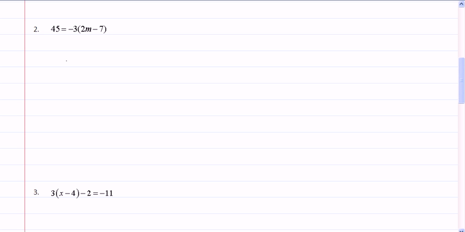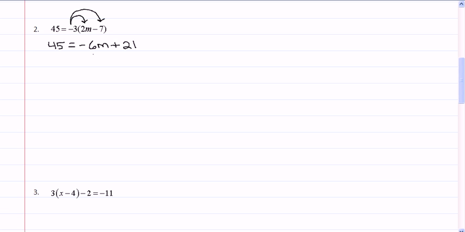For number 2, I have 45 equals negative 3 times (2m minus 7). So starting with step 1, I use the distributive property by multiplying negative 3 by each term inside the parentheses. So that I have 45 equals negative 3 times 2m is negative 6m, and negative 3 times negative 7 is positive 21, so therefore I write that as plus 21.